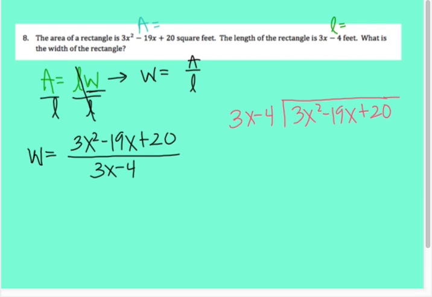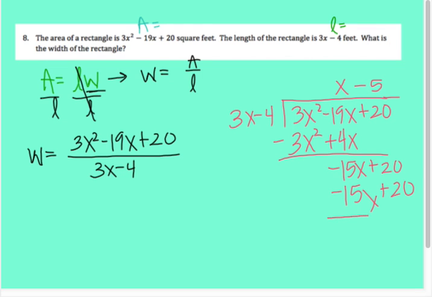Okay, well, I would say 3x times what gives me 3x squared? x. So that gives me 3x squared, and then this minus 4x. Remember, it's always subtraction, so change the signs. Negative 19x plus 4x is negative 15x plus 20. 3x times what gives me negative 15x? Well, negative 5 will do that. Negative 5 times 3x is negative 15x. Negative 5 times negative 4 is plus 20. Change the signs, and we get 0, so my remainder is 0.